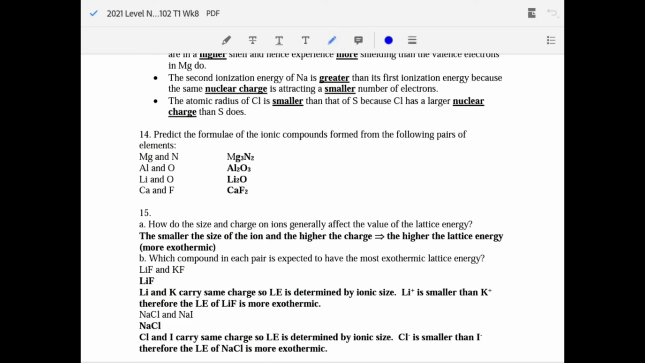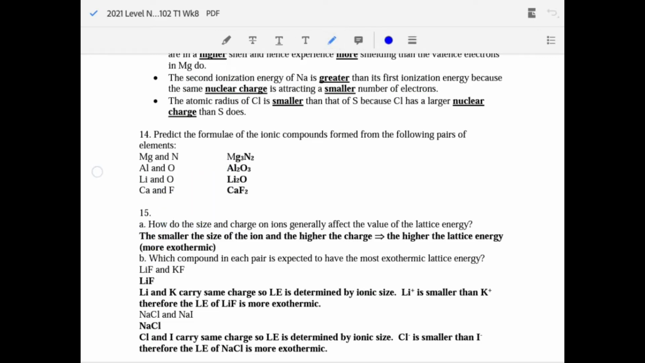And then number 14, predict the formulae. Mg and N. Mg forms 2+, and N forms 3-. You just switch them. So Mg3N2. Al forms 3+. You look at their groups, and then O is 2-, and then you just switch and switch. So Al2O3.